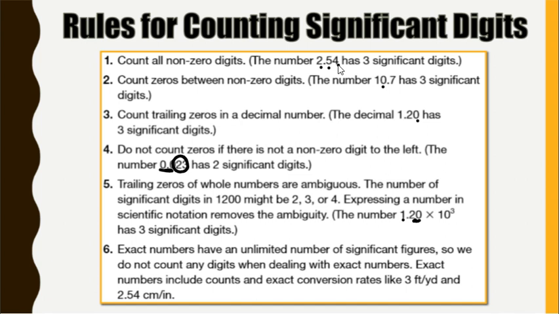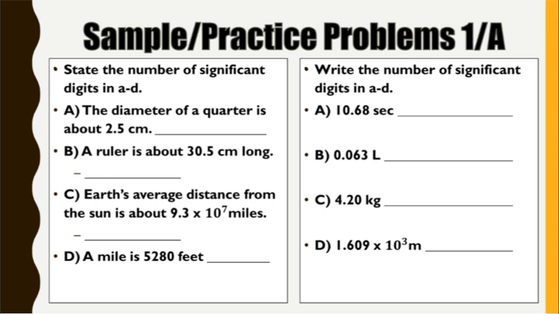Exact numbers have an unlimited number of significant figures, so we do not count any digits when dealing with exact numbers. So exact numbers include counts and exact conversion rates like 3 feet per yard and 2.54 centimeters per inch. So if we have an exact number, we could just say exact or unlimited. So let's take a look at an example. It says state the number of significant digits in letters A to D.